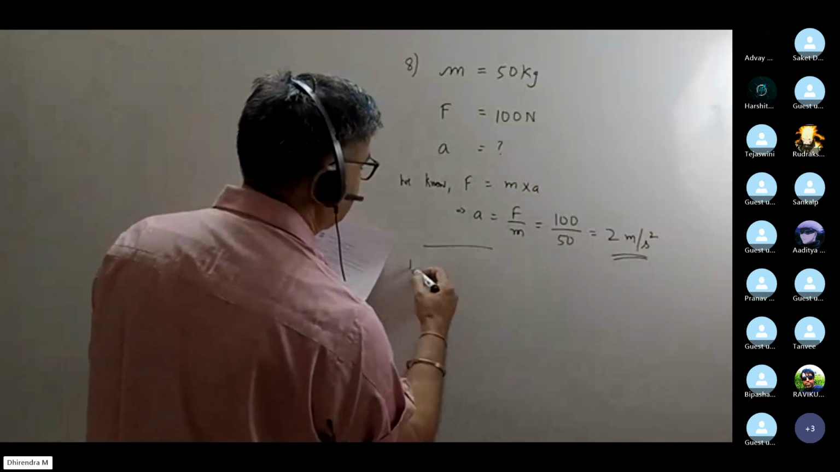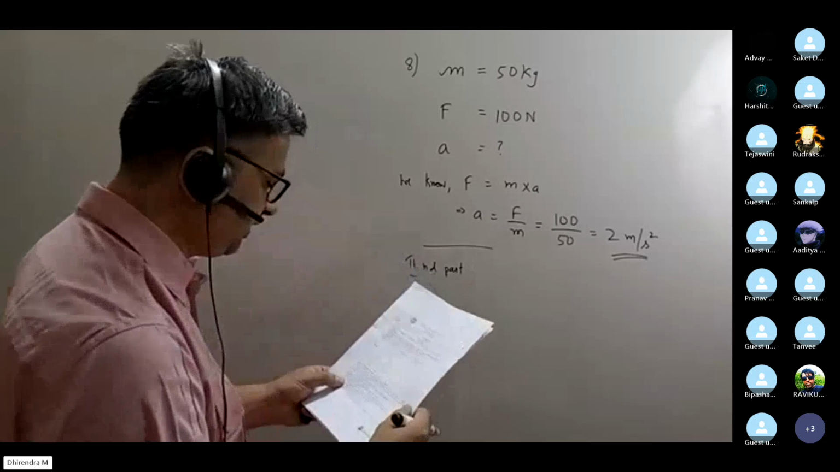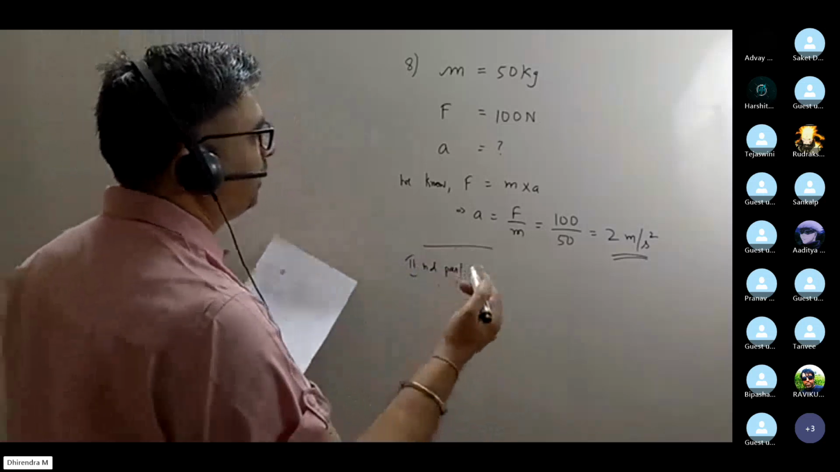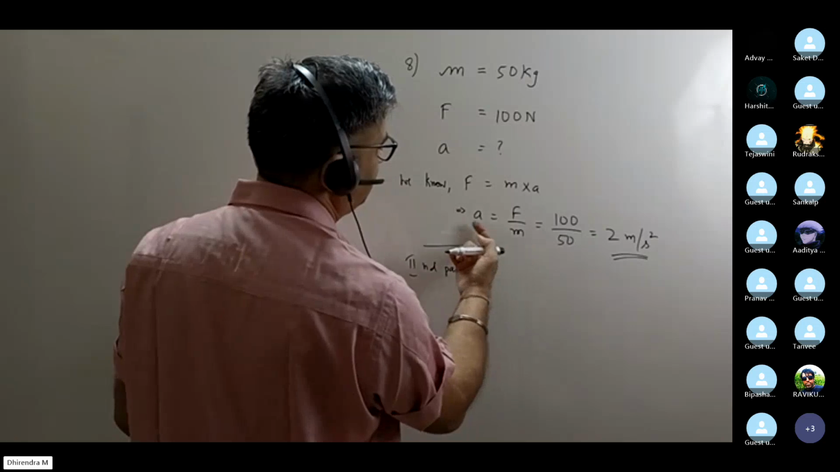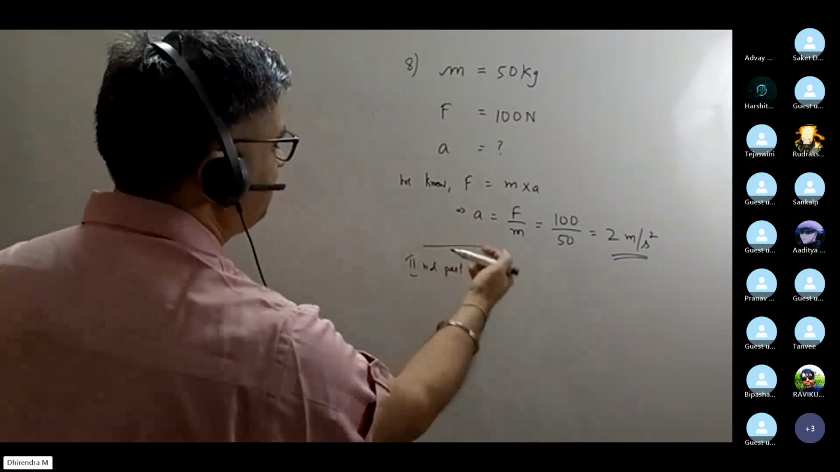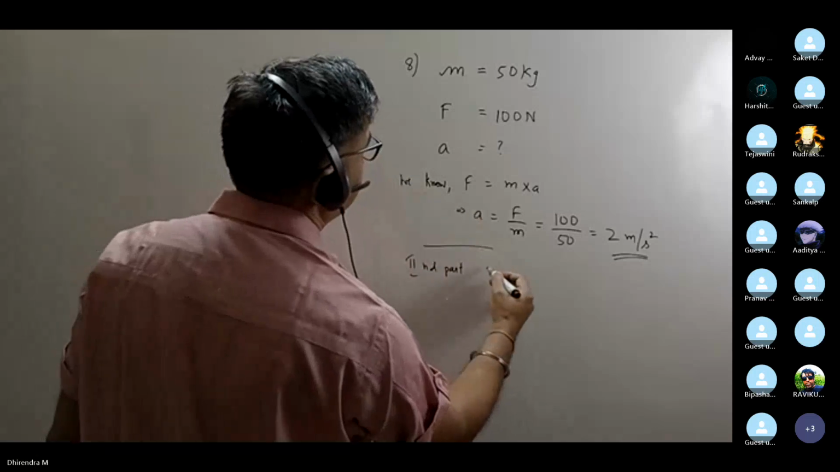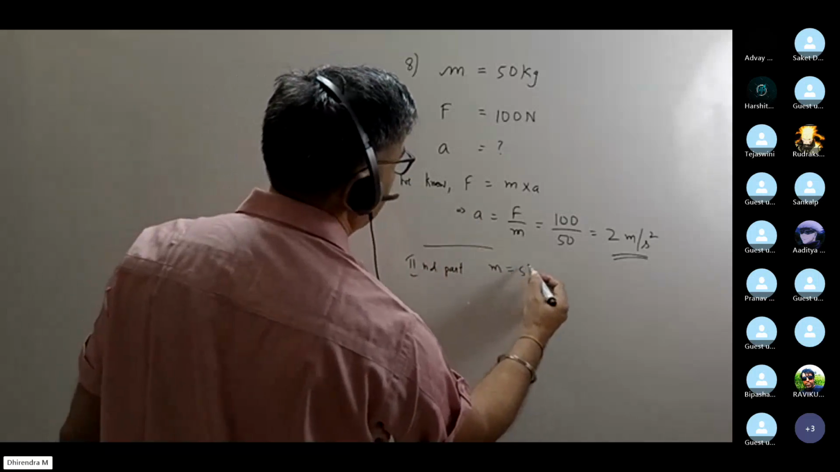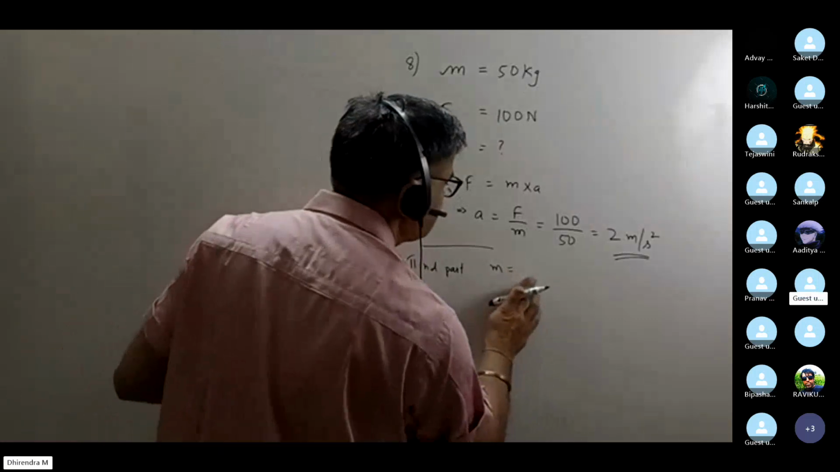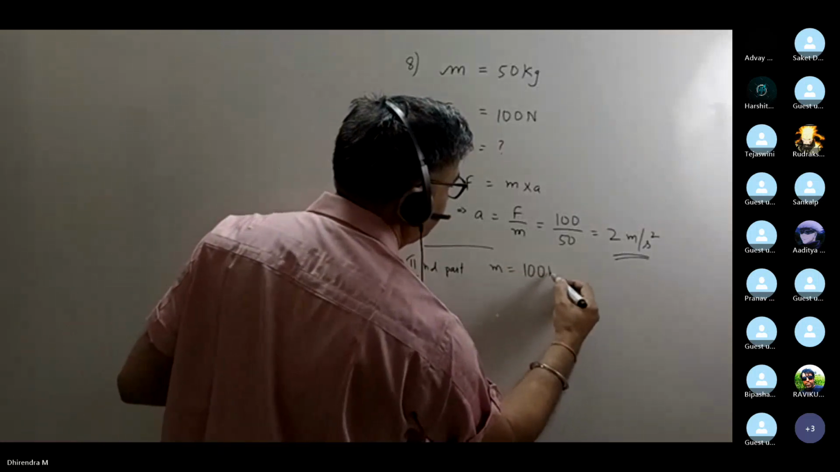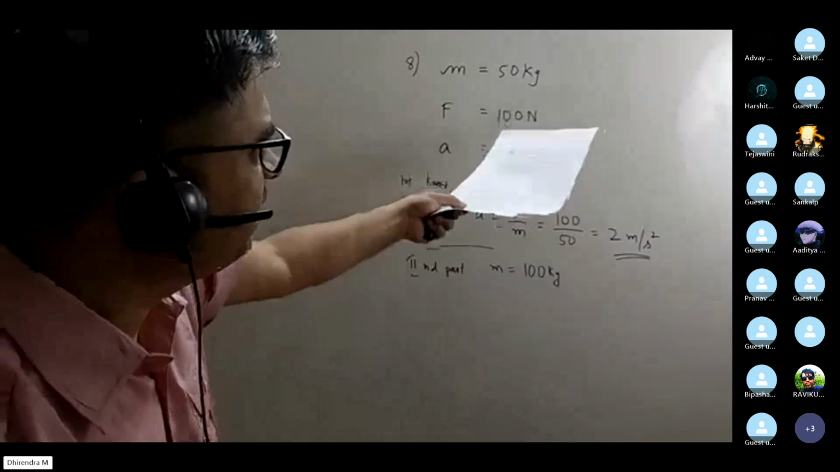Now, case 2. We are talking about the second part of the question. What would be the acceleration if the mass were doubled? Look, you can see right from here that if the mass were doubled, the acceleration would be halved, right? Mass is inversely proportional. If the mass is doubled, 50 into 2, it is 100 kg.